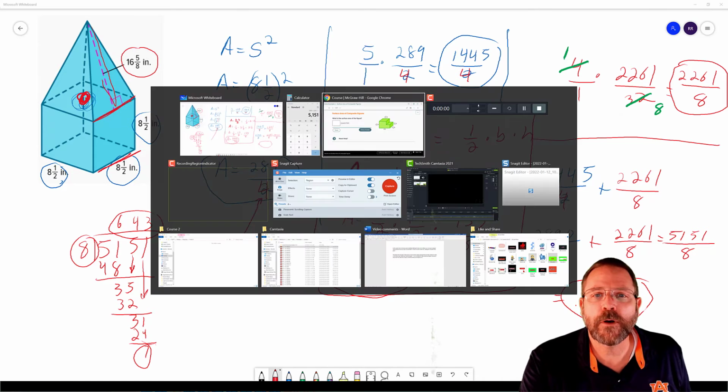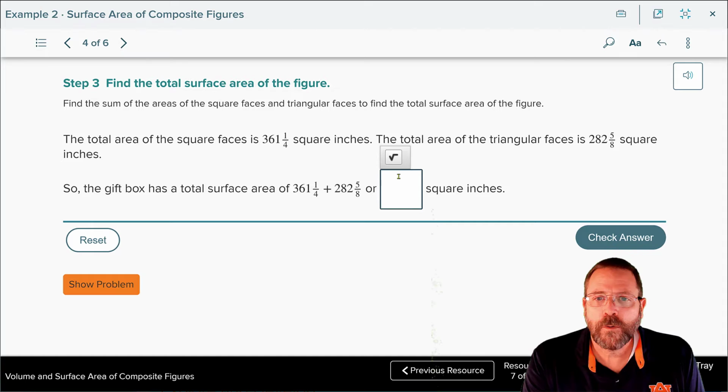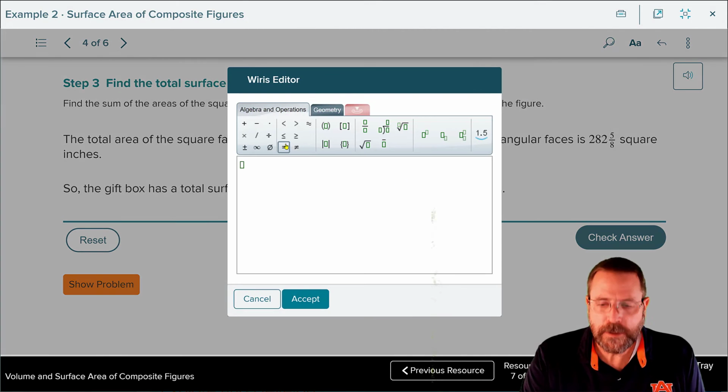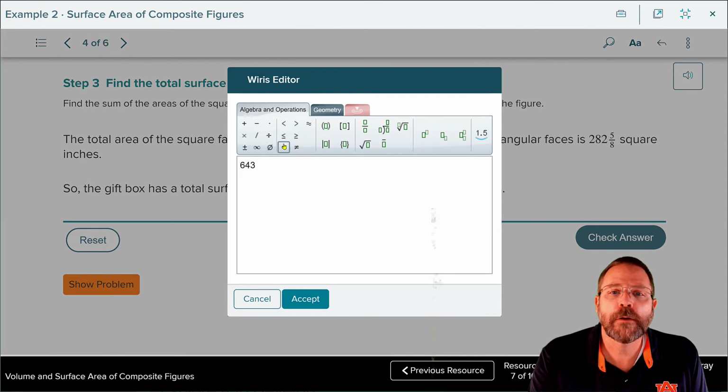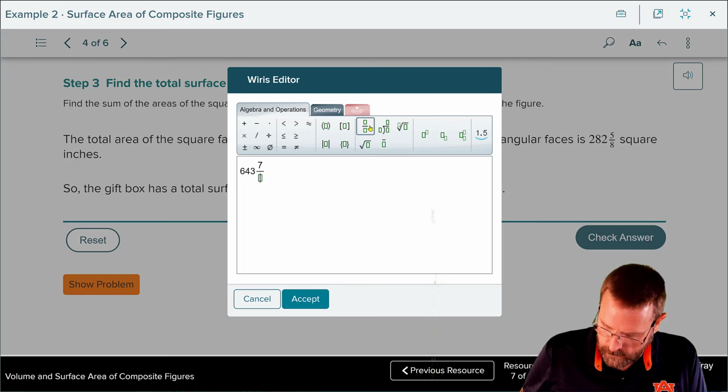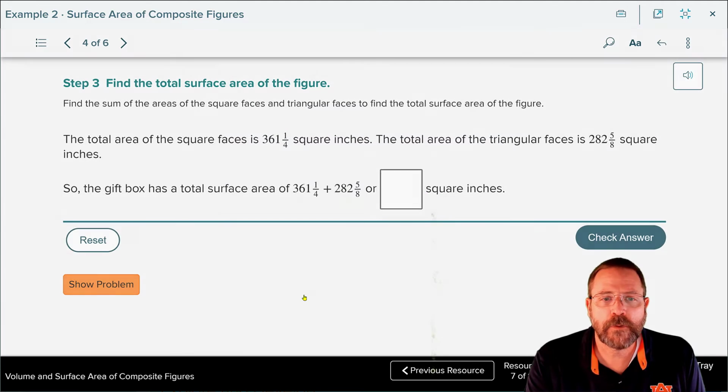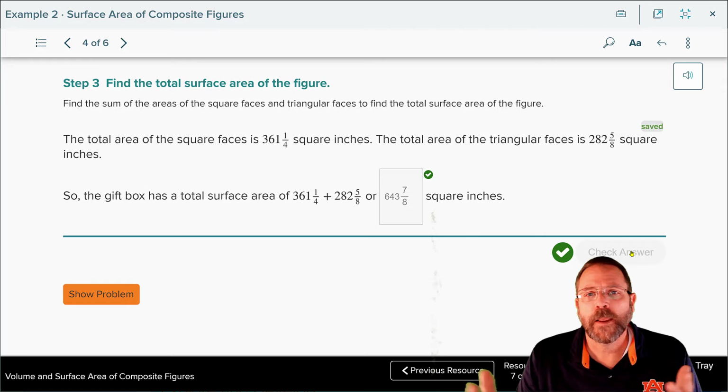Let's see if we're going to be correct. So I'm going to put in now my 643, my fraction, 7 over 8, accept and check, and the answer is checks.